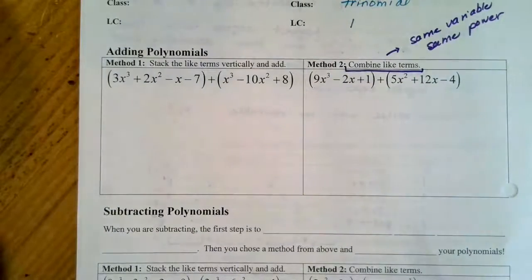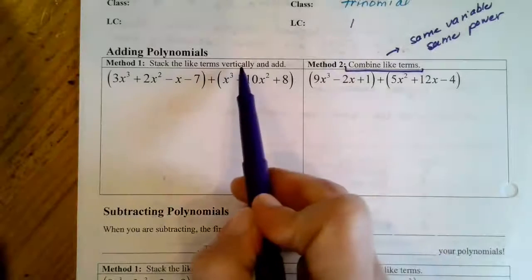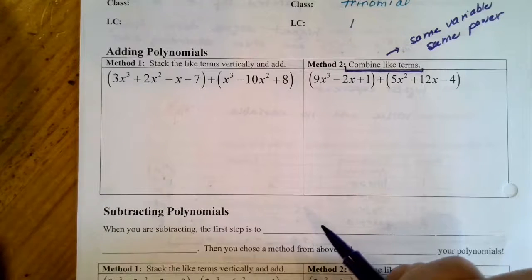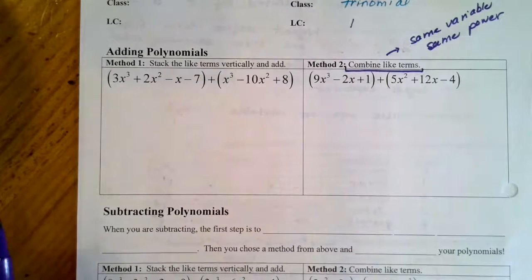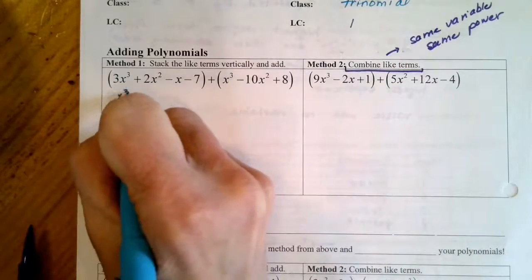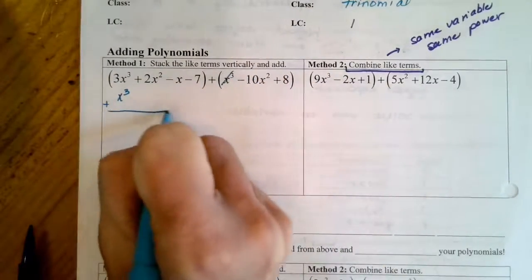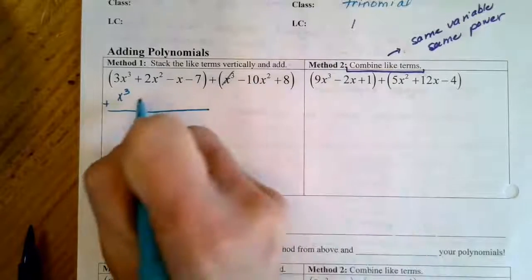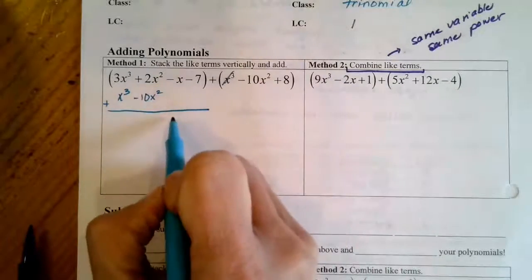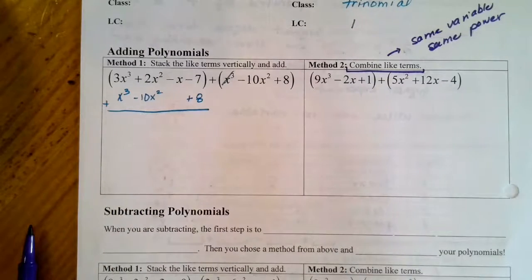So the easiest way is to go ahead and combine like terms, and we can add them vertically, or we can just combine the terms that are alike. So if you look at this first example here, I'm going to go ahead and put this x cubed underneath here, because those are going to be like terms that are going to be a part of what I add. My negative 10x squared lines up. I don't have an x, so I leave that blank. And here's my plus 8.